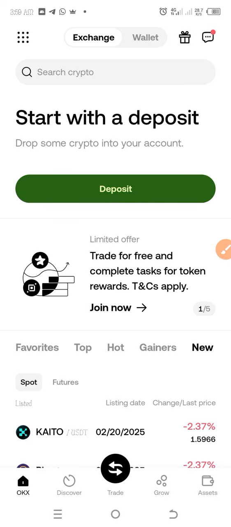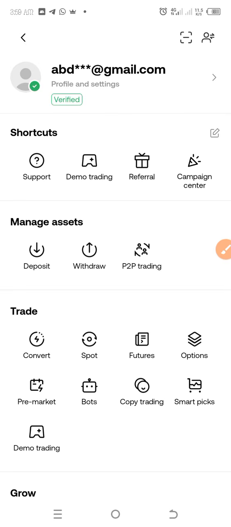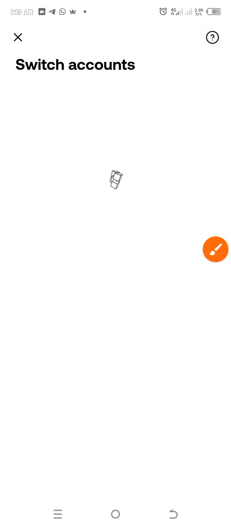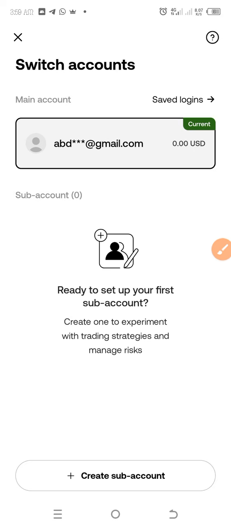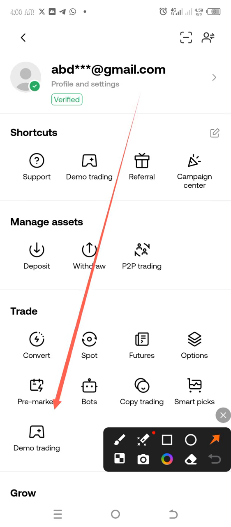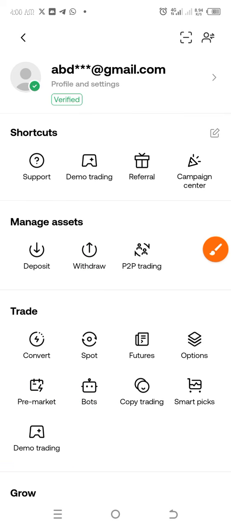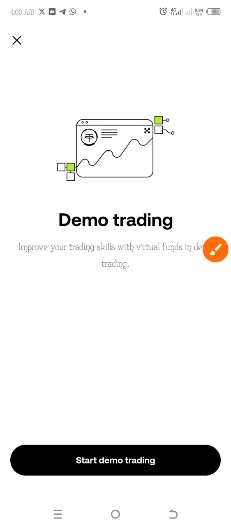So now all you need to do is click on this same dashboard. See, my account is actually verified. You click on this place here, and once you click on it, you see switch accounts. If I want to switch accounts, I will switch accounts. Now you need to click on this place here. You see demo trading here. Once you click on it, demo trading is going to switch you immediately. Start demo trading, and you click on yes.